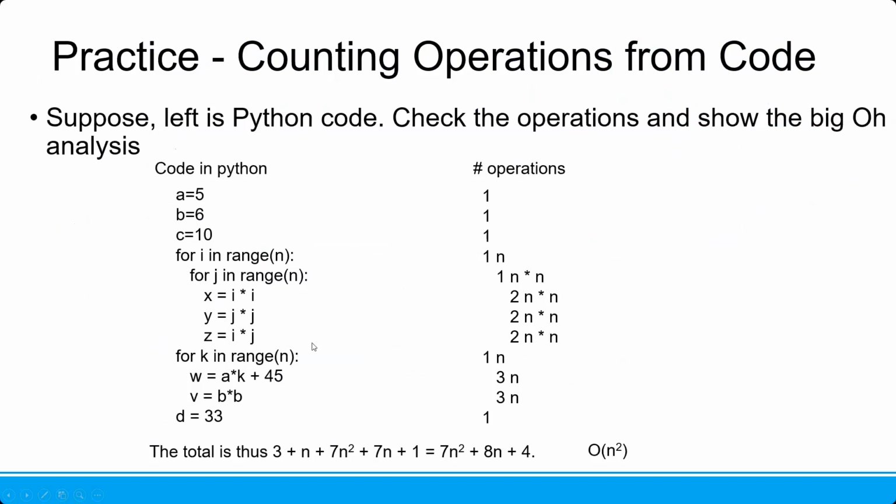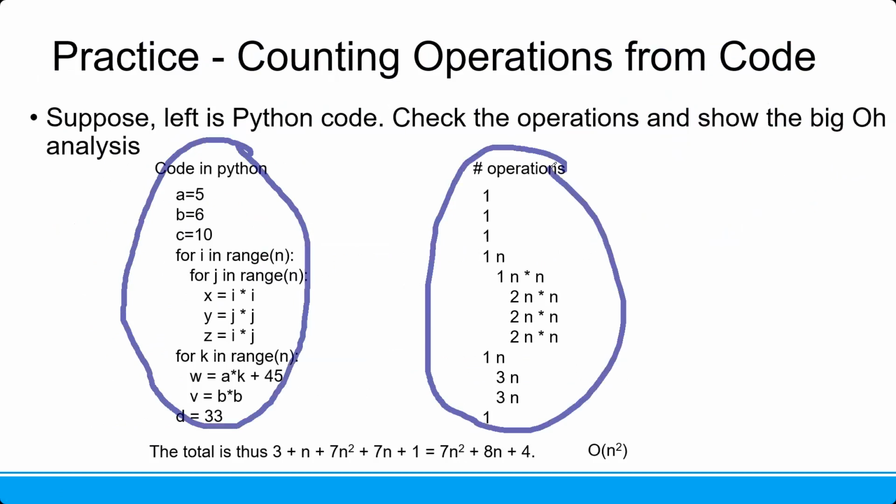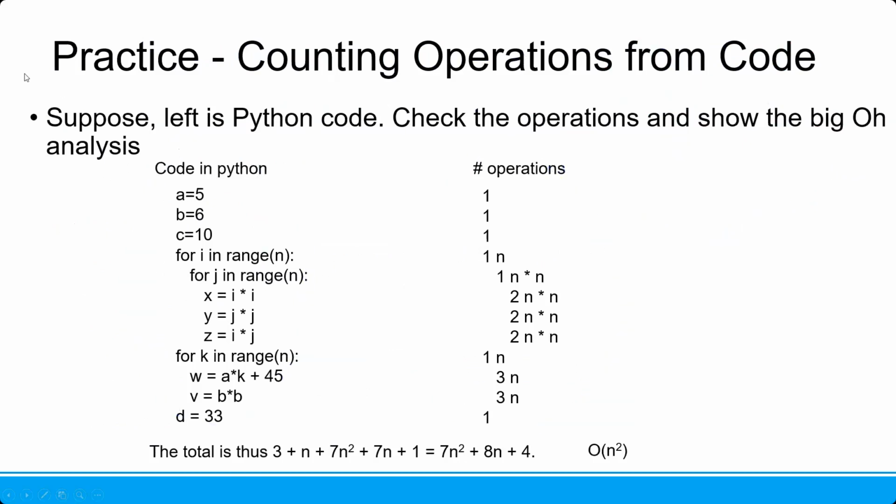So let's see again about this kind of counting operation. By looking at this operation, this is the Python code, and now look at the number of operations. I already put it here. In the exam, I will also give problems like this one: what is the big O notation of this code?